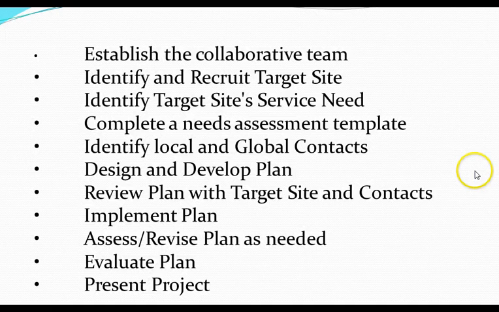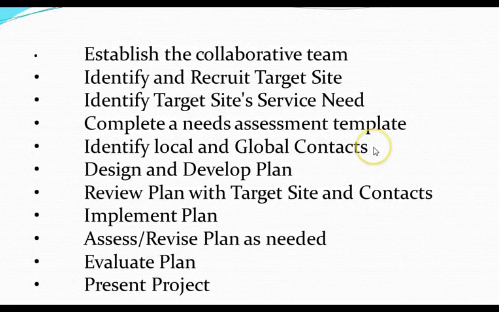The steps are as follows. First, you'll want to establish the collaborative team. Once the team has been solidified, you'll want to identify and recruit a target site. You will work together with your team to identify the target site's service need. The team will then take that information and complete a needs assessment template.